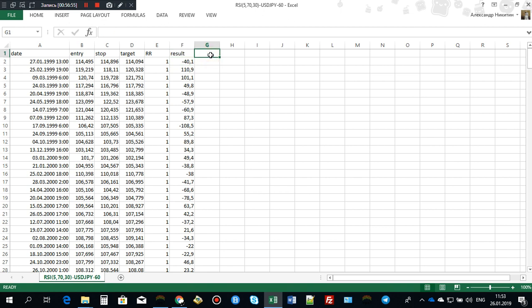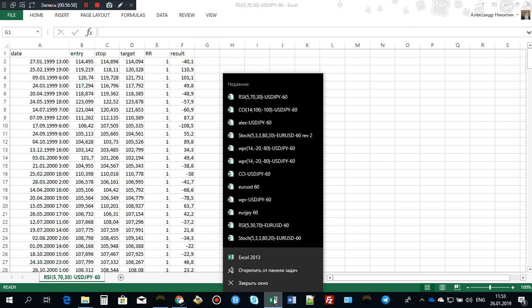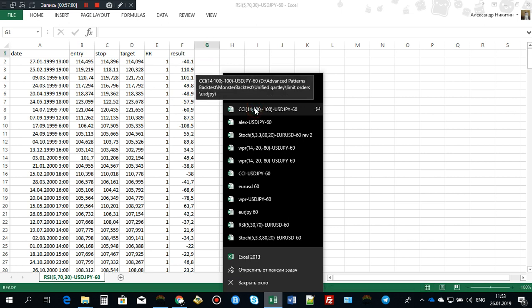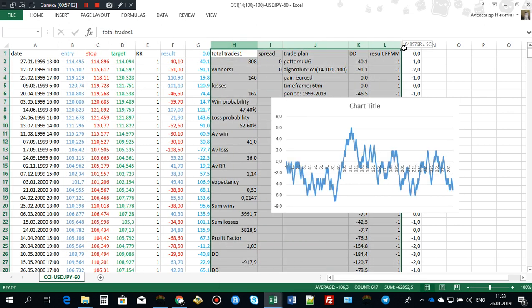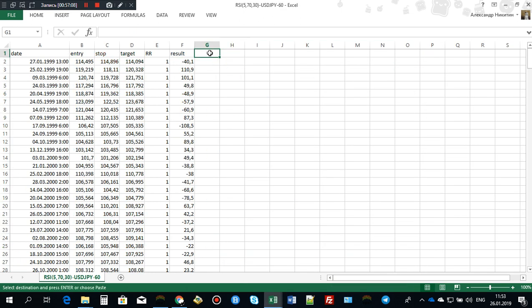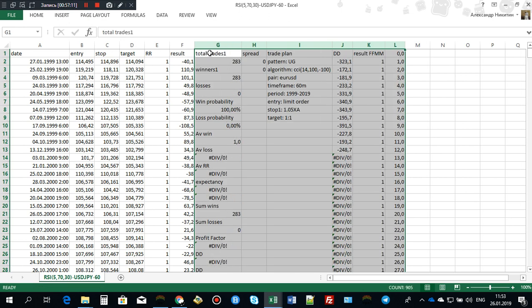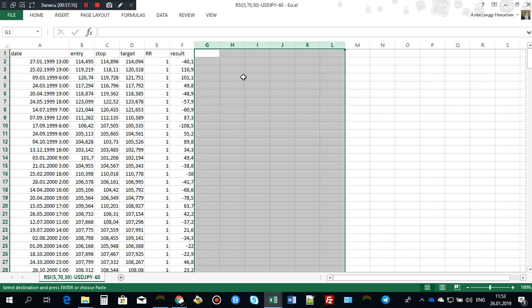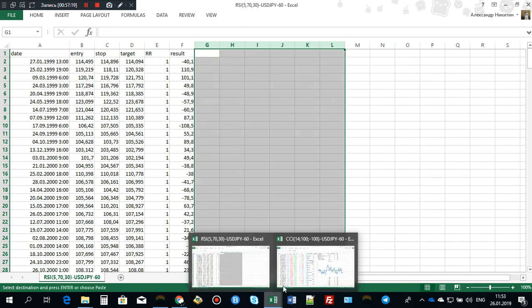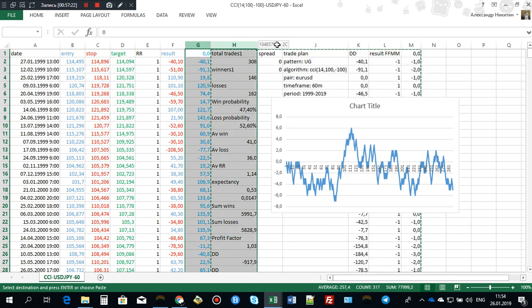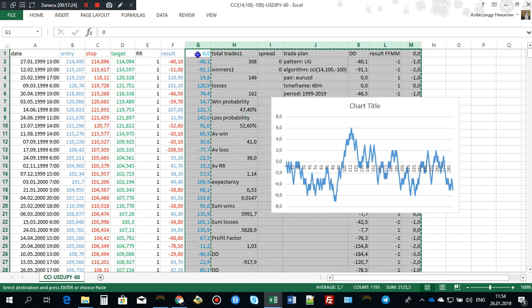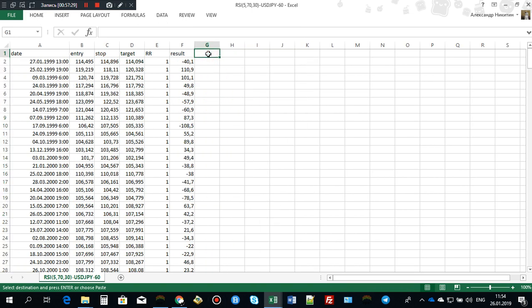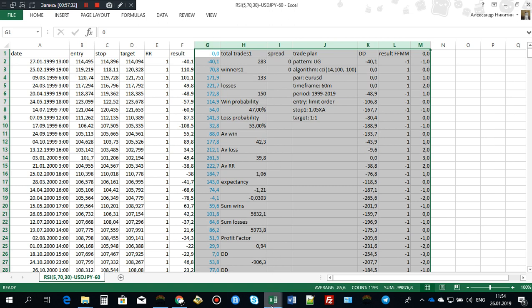What else I will do? I will go to my other Excel spreadsheets, for example this commodity channel index, and I will copy this statistical block, copy it and paste it here, so it will be calculated. I need to copy this statistical block, one additional line, and then I go here and paste that statistical block here.